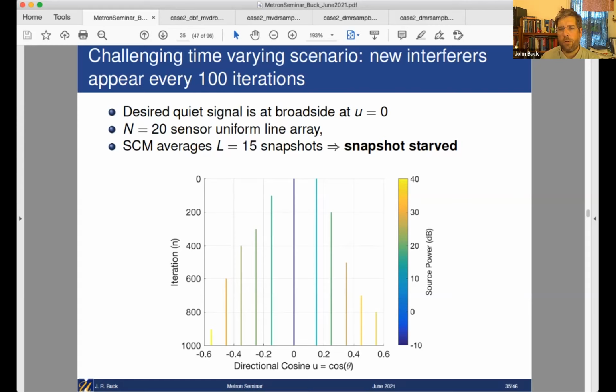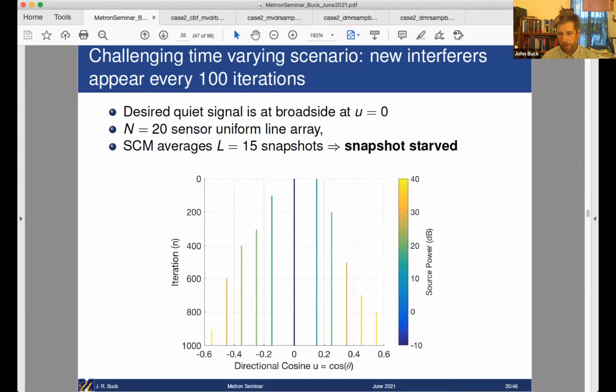The color is coding the intensity. For every 100 snapshots, a new interferer starts showing up, and they're getting louder as they go, getting more and more yellow, orange and red. So this is a fairly challenging sonar scenario. We have a 20-sensor line array, and we're going to assume that the covariance matrix only gets to average 15 snapshots, so that's not even a full rank matrix. That again puts a premium on things like DMR that can do dimensional reduction in terms of finding the nulls.